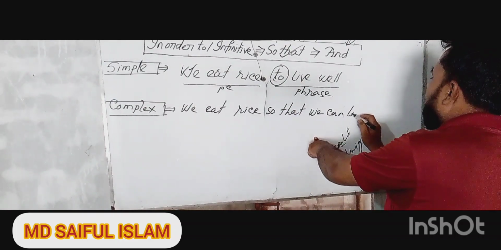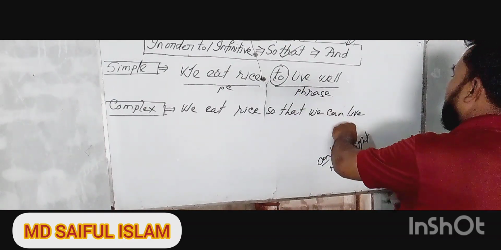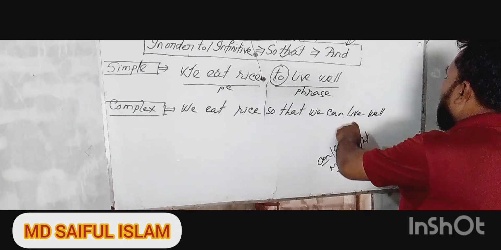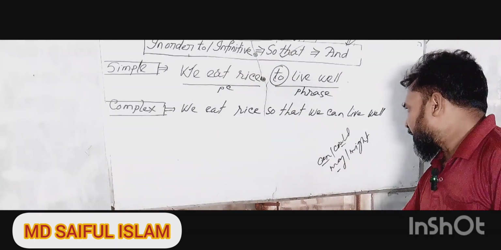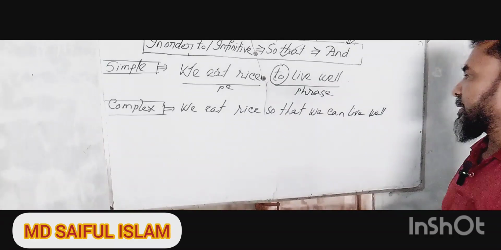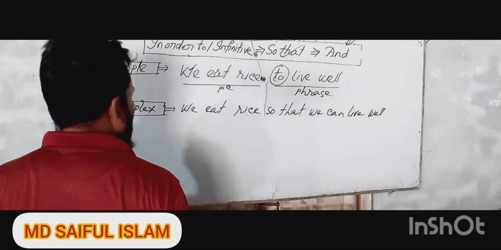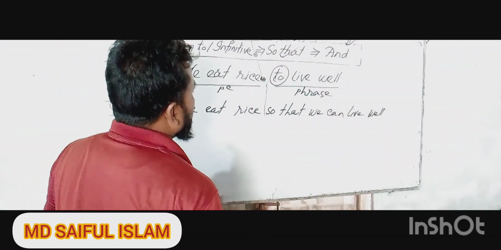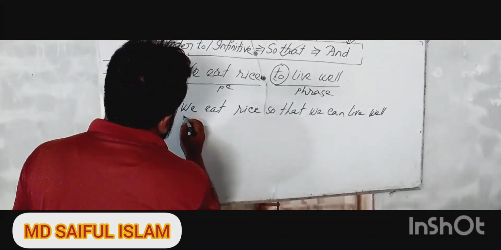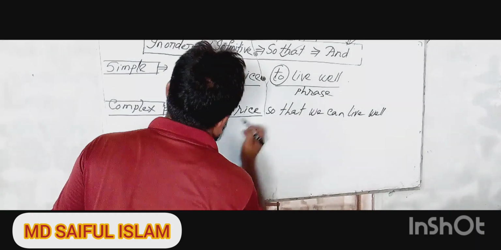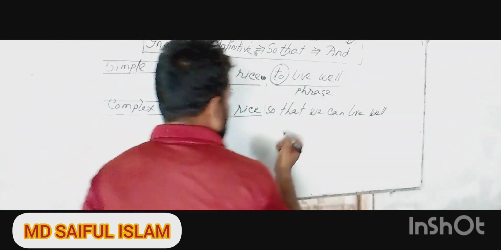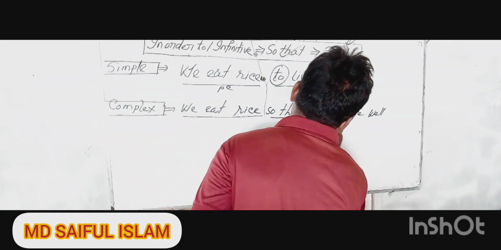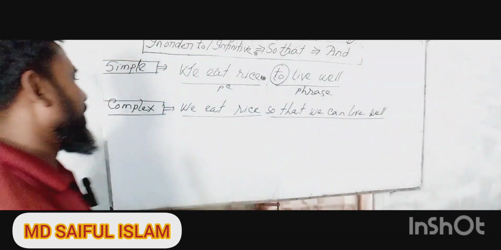Now here the finite verb is "live", with "well" as an extension. Hope that you have understood clearly, my dear viewers. Thank you very much. So now, my dears, you will have to think about how many portions this sentence has. This sentence has only two portions. One portion is "we eat rice". Another portion is "so that we can live well", my dear viewers.